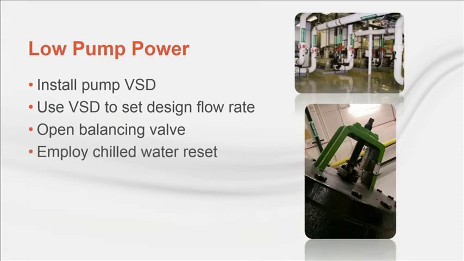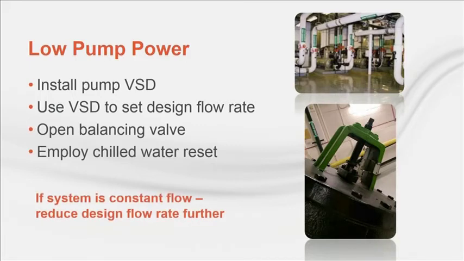Then instead of varying water flow rate, reset the chilled water temperature to control the coil leaving air temperature. This saves compressor energy. And one more option, if the system is going to be constant flow, expand the delta T so the system flow rate is even lower. This reduces pump power even more. So in applications where the pump power is low, this may be a better application.